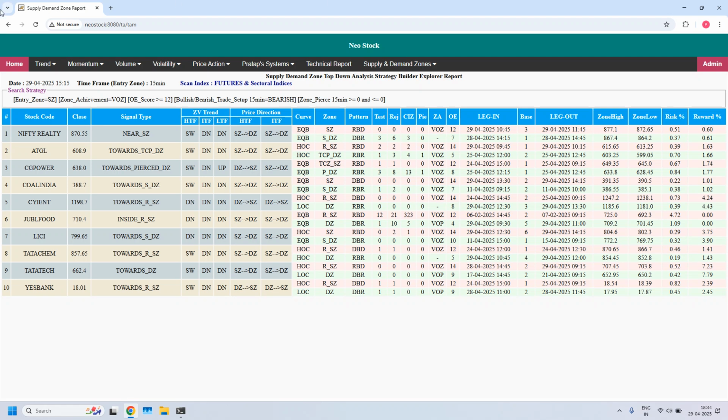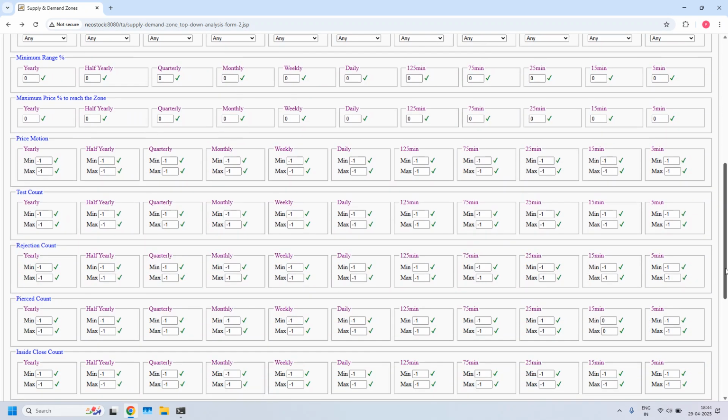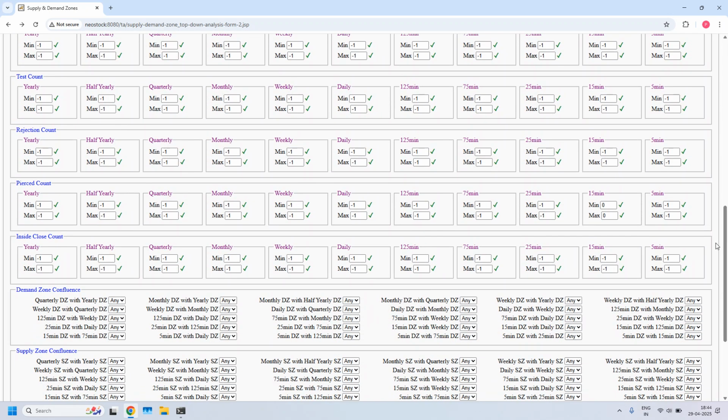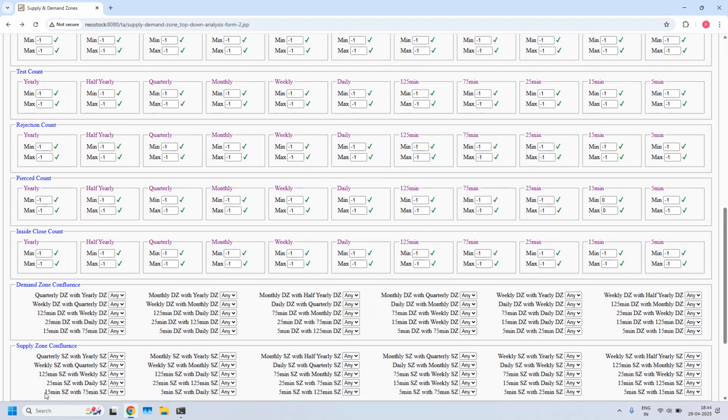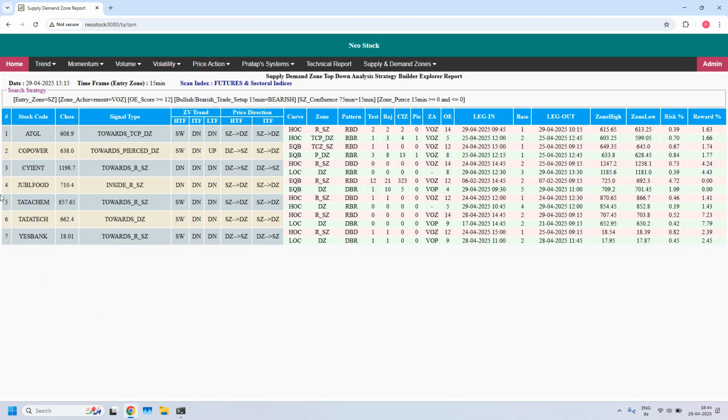First filter is LTF and ITF supply zone confluence. That is 15 minutes and 75 minutes supply zone confluence. I am enabling the filter. With this filter, out of 10 stocks, we got 7 stocks. In these 7 stocks, these 15 minute supply zones are overlapped with 75 minute supply zone. And 75 minutes trend is down in all the stocks.